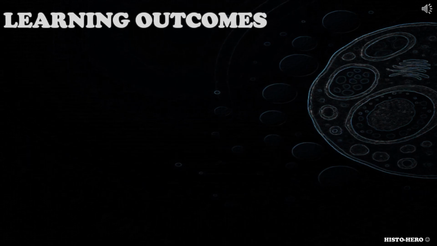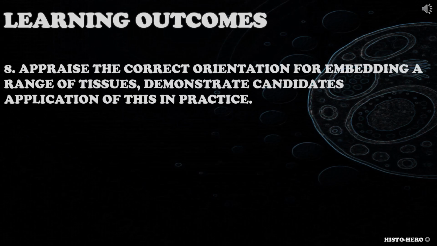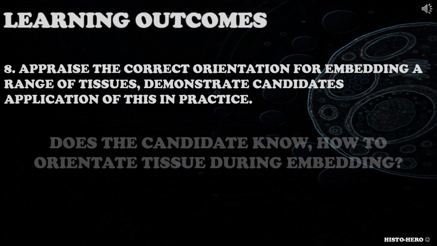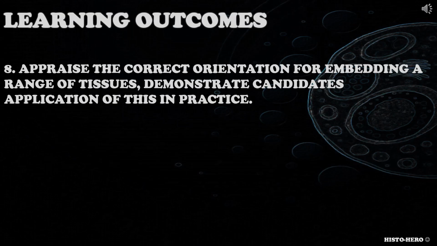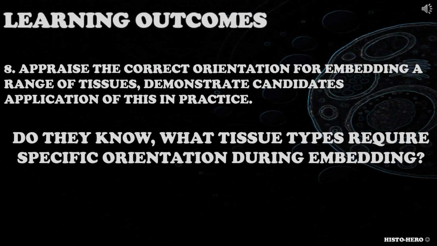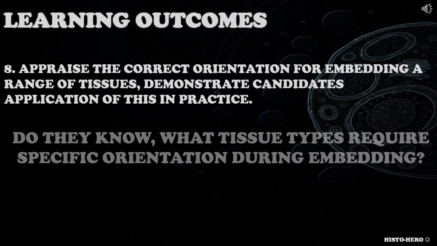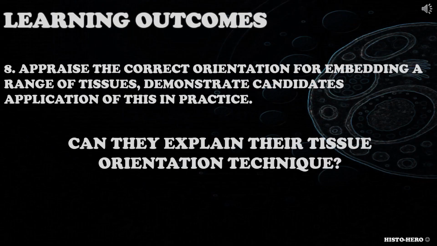The eighth learning outcome is, appraise the correct orientation for embedding a range of tissues, demonstrate candidate's application of this in practice. Candidate needs to correctly orientate various tissue types. Does the candidate know how to orientate tissue during embedding? Do they know what tissue types require specific orientation during embedding? Can they explain their tissue orientation technique?